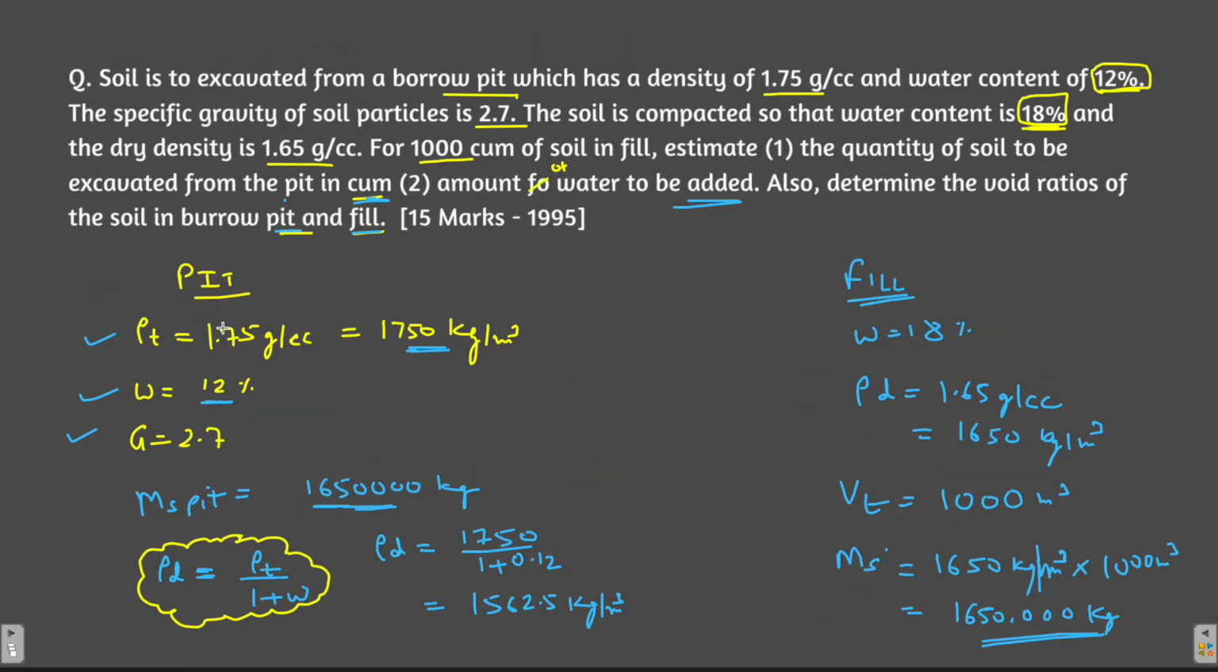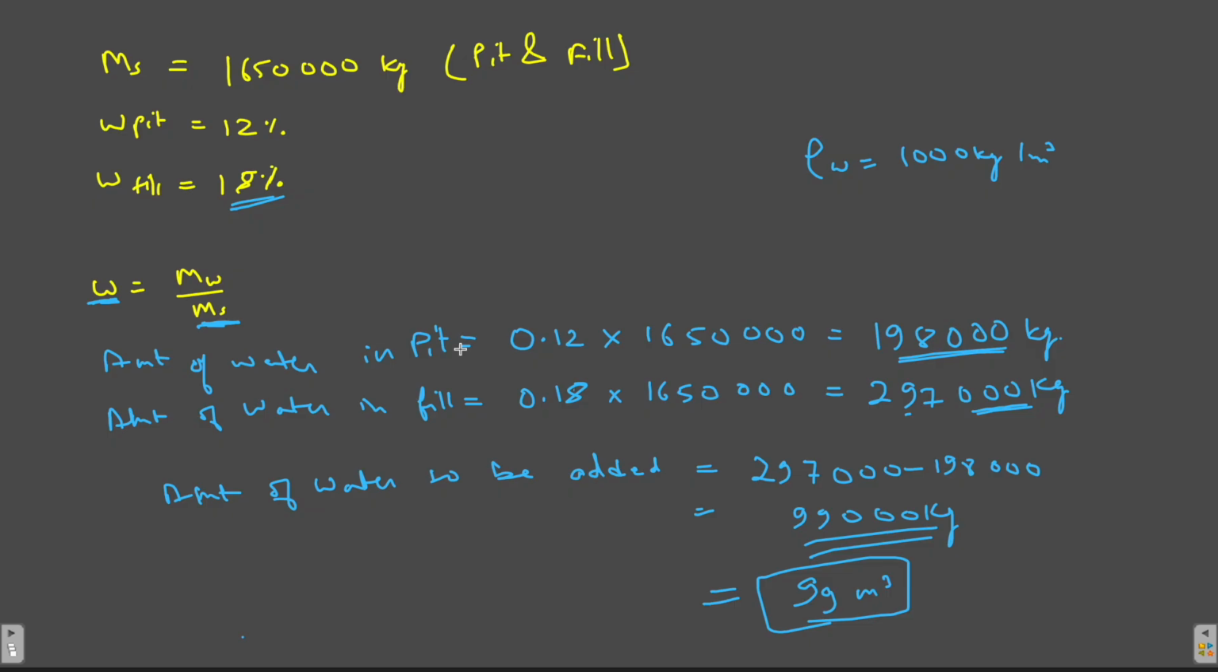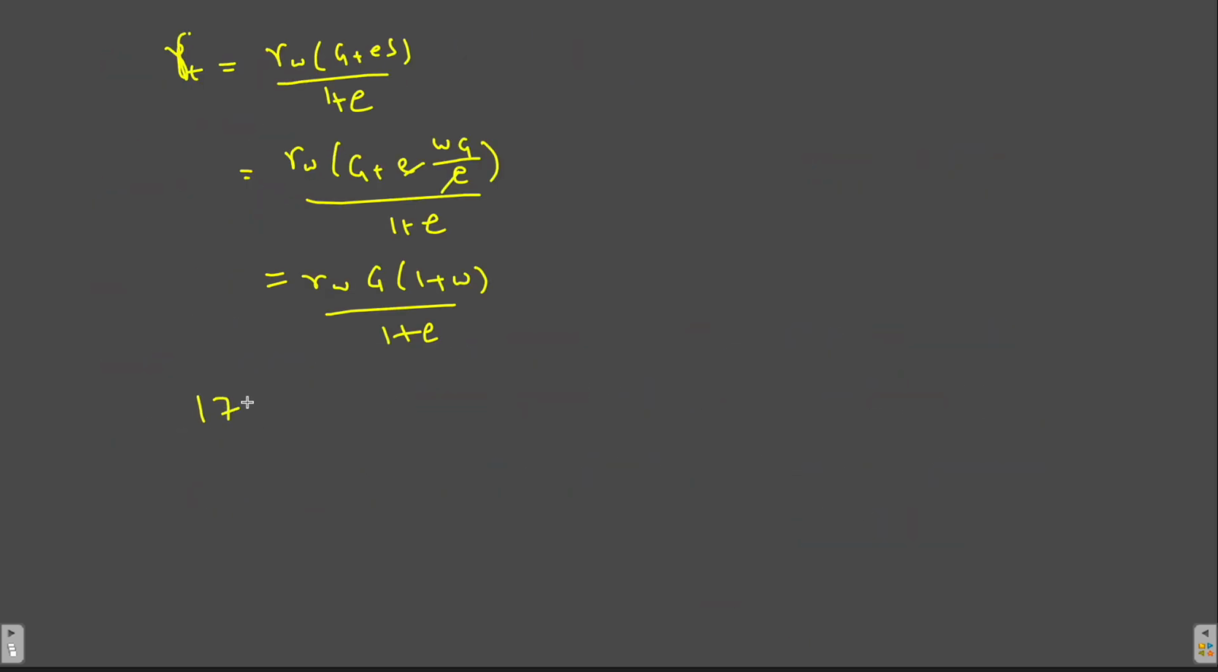Gamma T is given to you. Gamma T is how much? If you want, you can take it in gram per centimeter cube. If you want, you can take it in 1000 kg per meter cube. Whatever you want, you can take it. So let's take it in kg per meter cube. Okay, 1750. So gamma T is given to you. Gamma T is 1750. Then what will be gamma W? If you are taking it in kg per meter cube, you should take the density of water as 1000 kg per meter cube. If you are taking it in gram per cc, then this water will be 1 gram per cc. So it all depends what unit you are taking here.